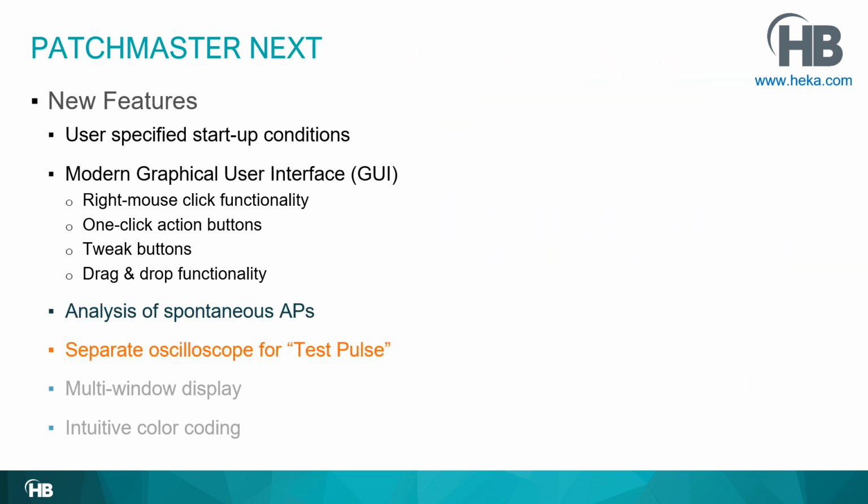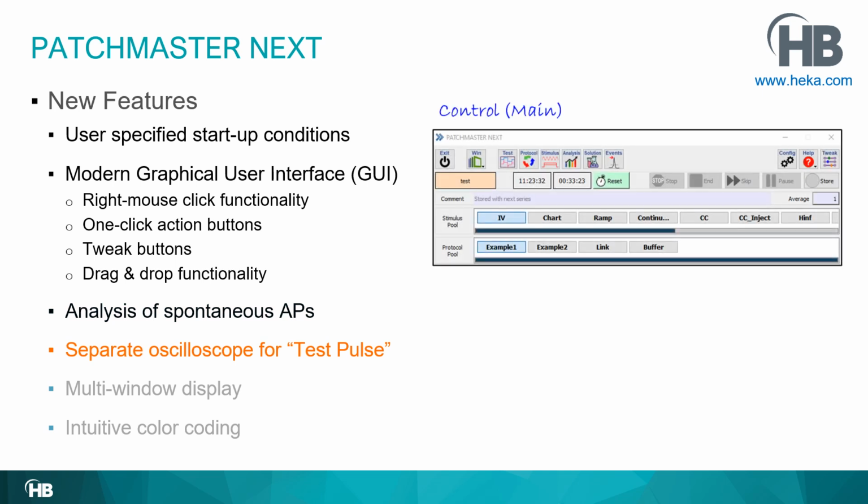Then another function that is new in PATCHMASTER Next is the separate oscilloscope for the test pulse. Here again, the control window, and to activate the test pulse and to automatically then switch on the test pulse oscilloscope, you press this button. It's a toggle switch. You press it, it switches the test pulse on and displays the oscilloscope. You press it again, it switches it off.